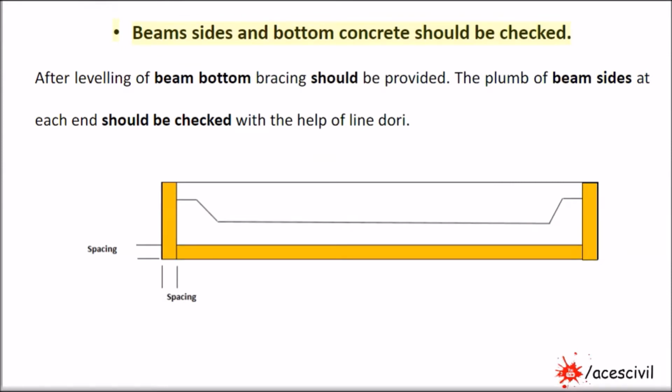Beam sides and bottom concrete should be checked. After leveling of beam, bottom bracing should be provided. The plumb of beam sides at each end should be checked with the help of line dori.